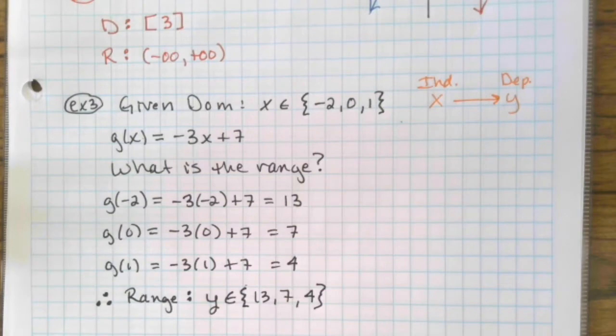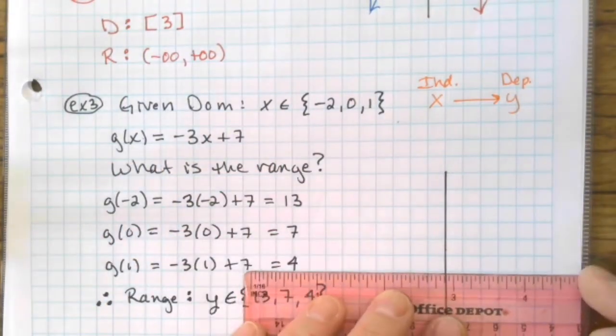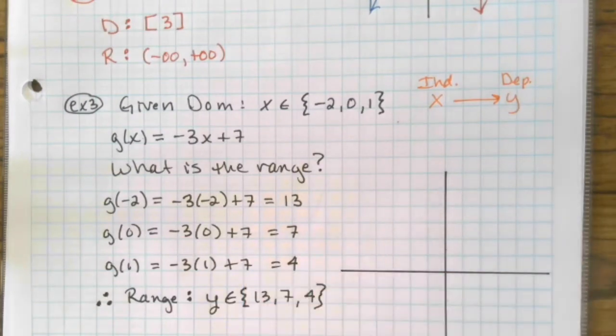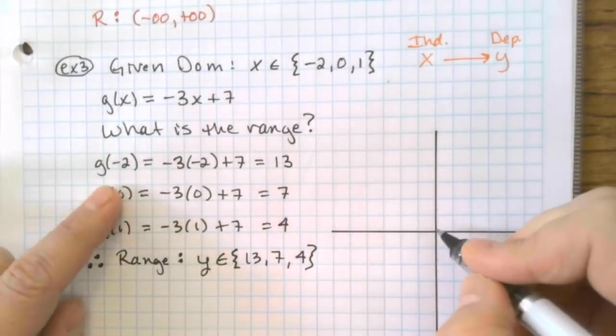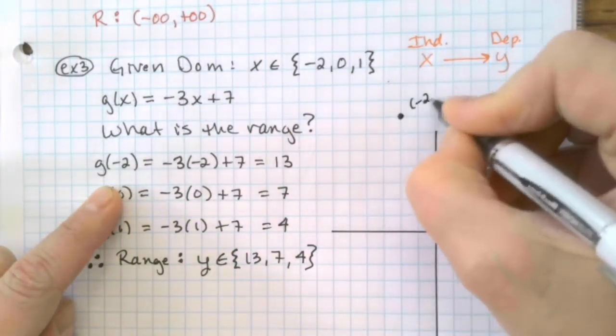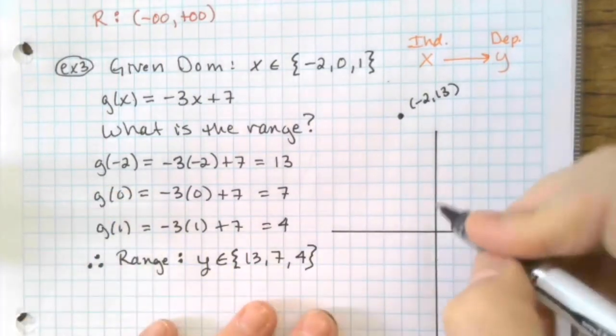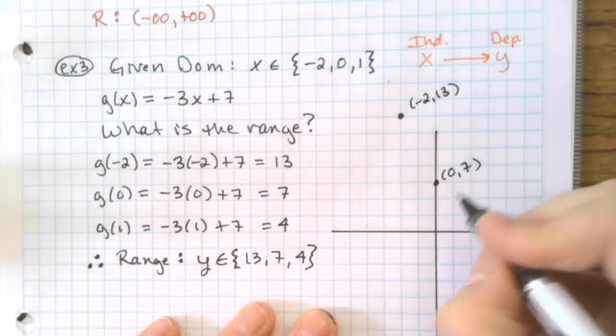Now, what does this actually look like? Well, graphically speaking, a function that consists of individual values will be a set of individual points. So -2, and I'm going to cheat just a little bit, -2 up 13 will be somewhere up there. 0, 7, and then 1, 4.